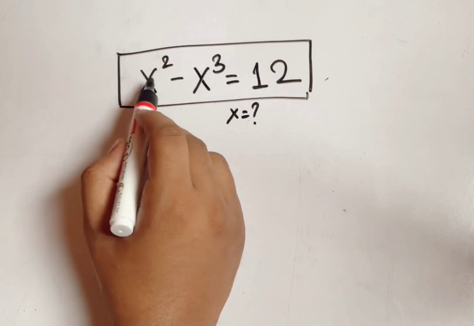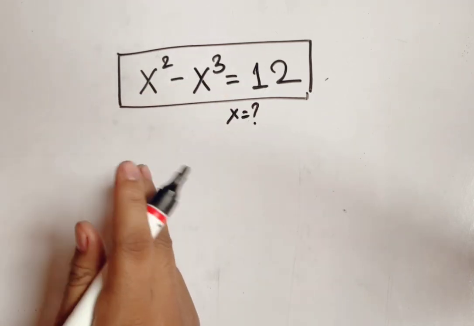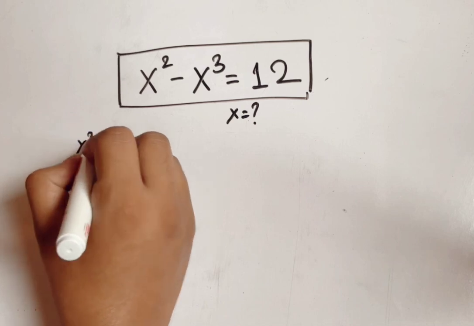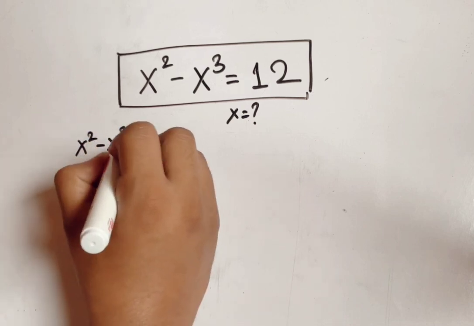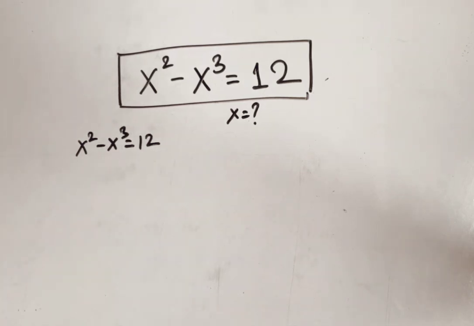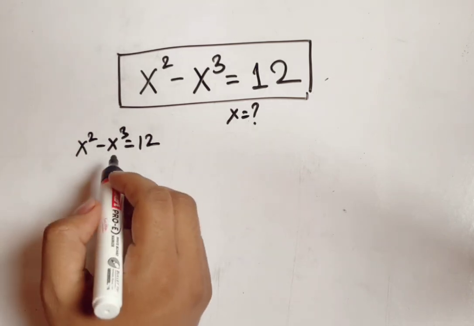It is written x square minus x cube is equal to 12. So what we can do, we can just write the question here first. x square minus x cube is equal to 12. Okay, so this is the particular equation.